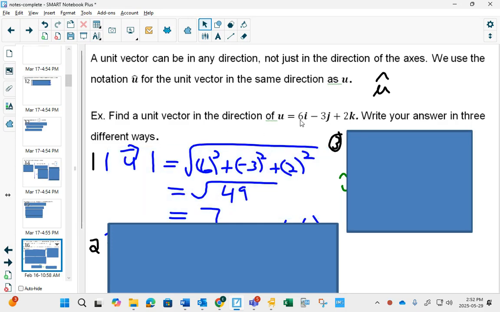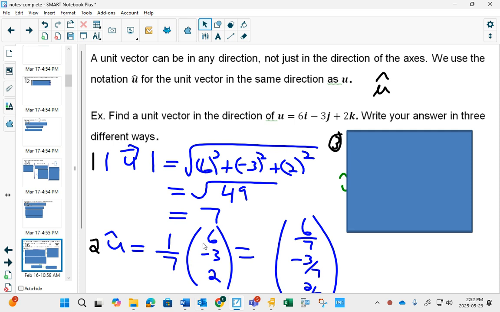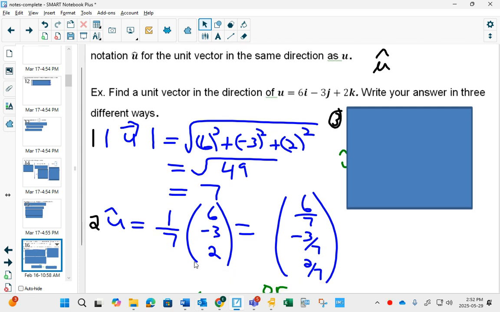1, find out how long u is. And this was one that we did earlier, right? That worked out perfectly to 7. 2, take your regular vector and multiply it by 1/7. Because if you multiplied it by 1/7, its length now would be exactly 1.